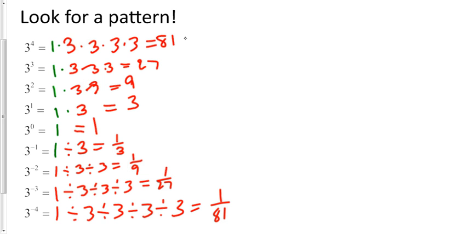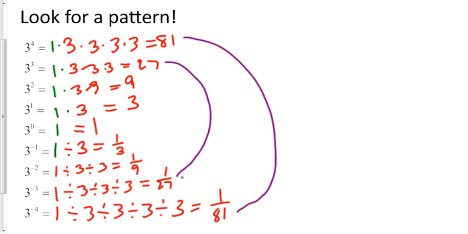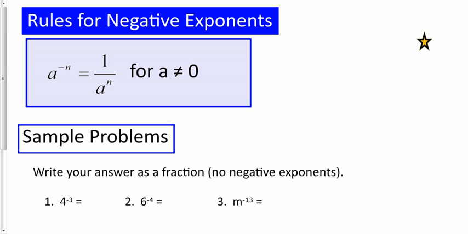Notice the symmetry here. 3 to the 4th is 81, 3 to the negative 4th, 1/81. 3 to the 3rd, 27, 3 to the negative 3rd, 1/27. And what we can do with that is we can look at a rule for negative exponents. A to the negative n power is equal to 1 over a to the n, as long as a is not 0.